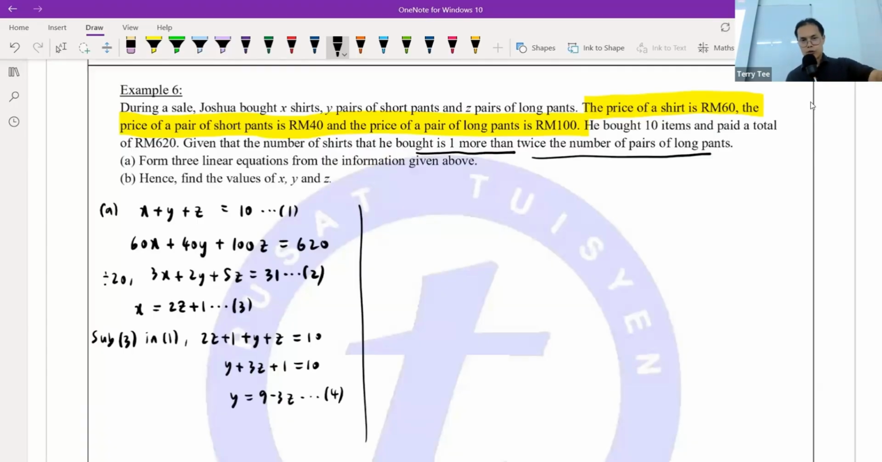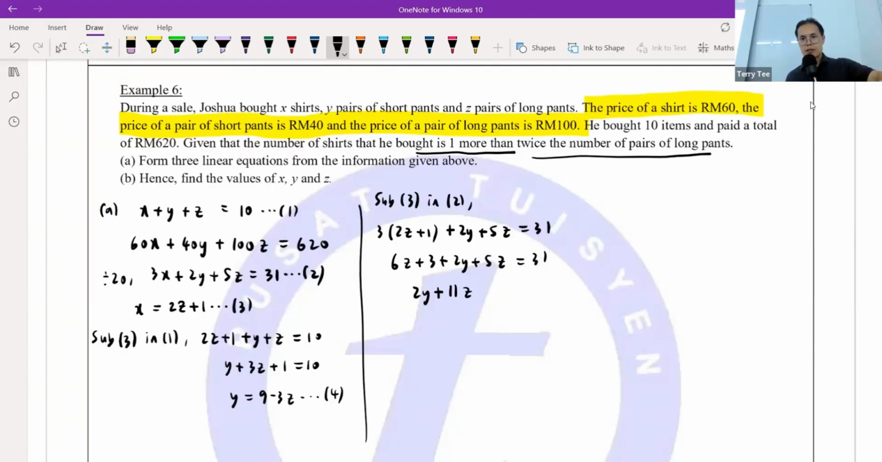Okay, so I still need to solve equations 2 and 3, right? So I've involved 1 and 3. I haven't done 2 and 3 or 1 and 2. So maybe I sub equation 3 inside equation 2, right? Equation 3 put inside equation 2 is 3x, x is 2z plus 1, plus 2y plus 5z, the result is 31. 6z plus 3 plus 2y plus 5z equals 31. 2y plus 11z equals 28.